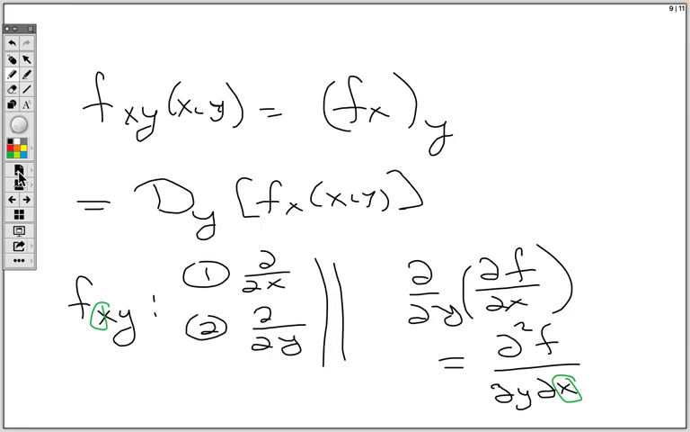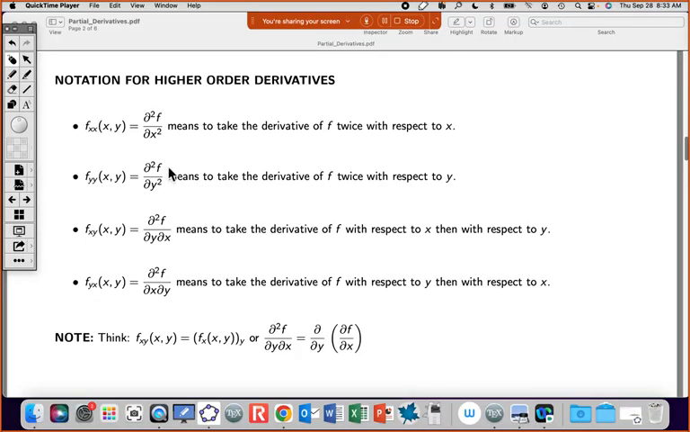So for example, we'll get to that later on, but that's fxy. That's the derivative with respect to x, then y, and then fyx. Once again, you look at the letter closest to the function, so you're going to take a partial with respect to y first, then with respect to x.